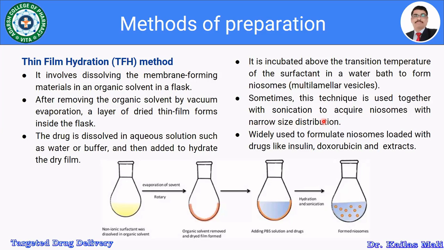If we require a narrow size range, we have to use sonication. It is widely used to formulate niosomes loaded with drugs like insulin, doxorubicin, and certain extracts. So this is about the thin film hydration method.